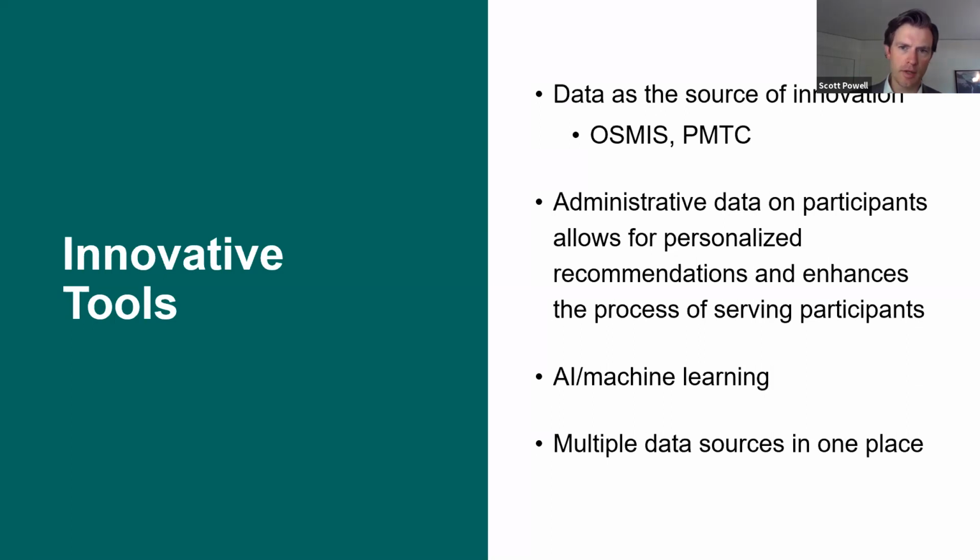So what makes the tool innovative, as I said, is the data that goes into it. We have a lot of administrative data sitting in OSMIS as well as PMTC. And we wanted to see how we could use that data to create some personalized recommendations in how we serve job seekers. Some of what we're going to show you today involves predictive algorithms that leverage machine learning, artificial intelligence. Some of it doesn't, but that's one of the key innovations, providing some tools for case managers that leverage these advanced methodologies. Just another tool in the toolbox for them to help make decisions on how to serve folks.